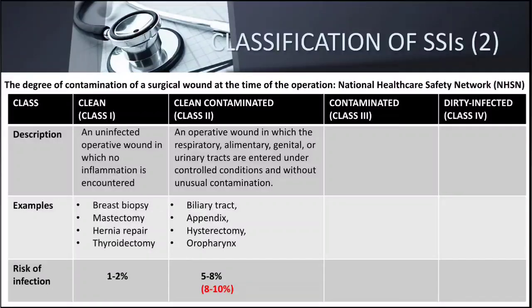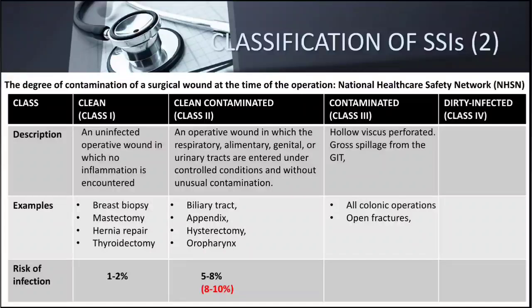Contaminated wounds, that's class 3. In this case, the hollow viscus is perforated and there is gross spillage from the GIT. Some will call it controlled spillage, right? And the examples of class 3 are all colonic operations, open fractures, traumatic wounds, and the risk of infection is about 15 to 20%.